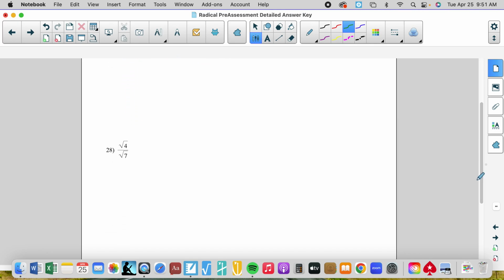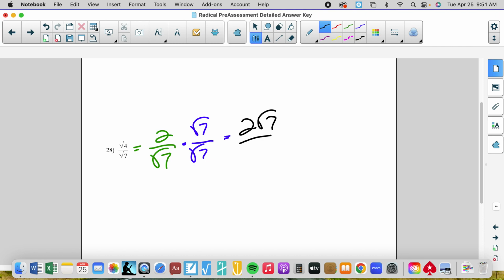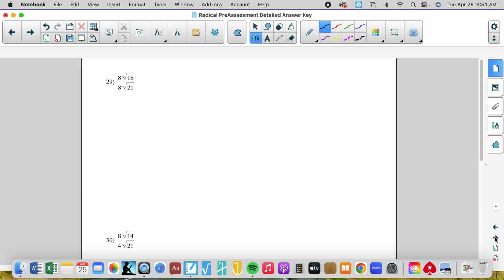We have rad 4 over rad 7. Let's simplify first. Can I leave that as an answer? No, I need to rationalize. Can't have a rad in the denom. So I'm going to rationalize it by multiplying it by rad 7 over rad 7, which gives me 2 rad 7 over 7. These 7's cannot be canceled because one's in the radical and one is outside of the radical. So those are not like. I cannot simplify that.